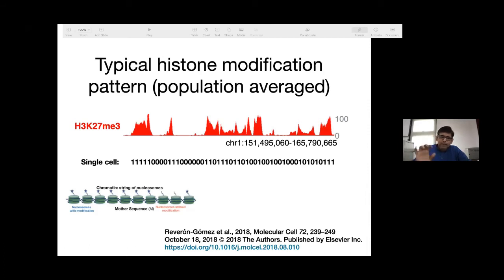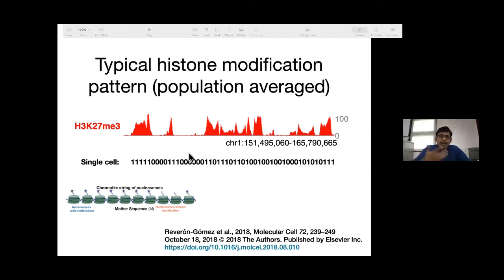If you look at experiments, this is one of such marks. H3K27Me3 is a chemical modification on histone 3, with three methyl marks. If you look at population average data of this, what you would get is something seen here on chromosome 1. And at the single cell level, you can imagine wherever there is a peak, there is a modification, there is a star. And wherever there is a trough, you can imagine there are no modifications, like a 0.